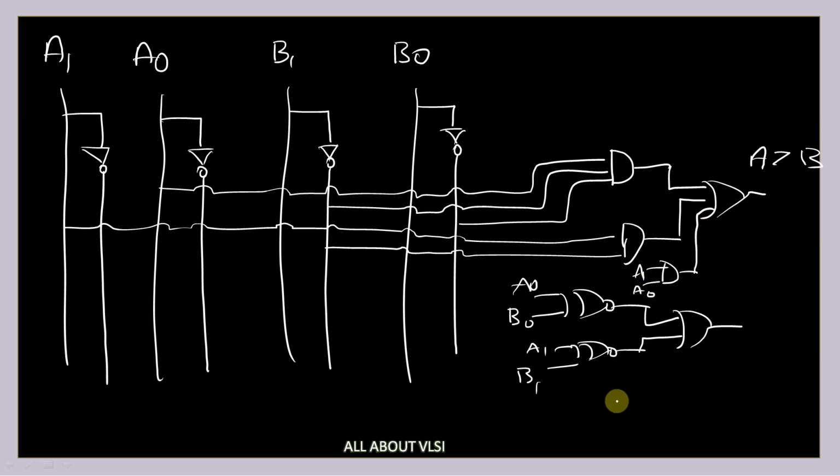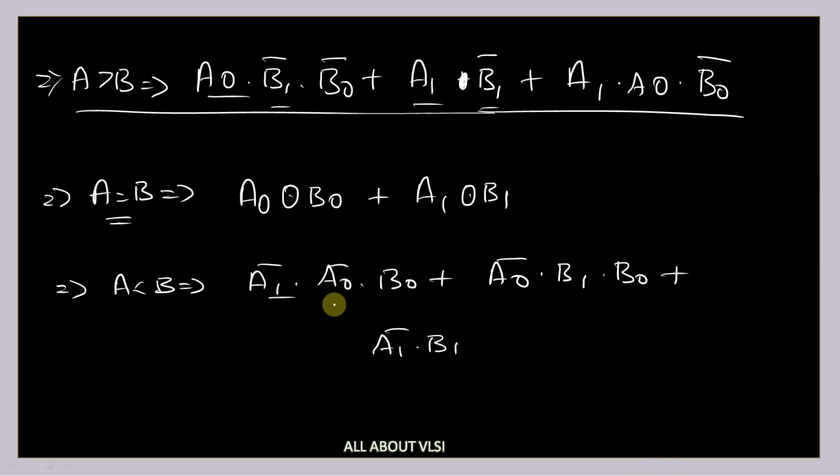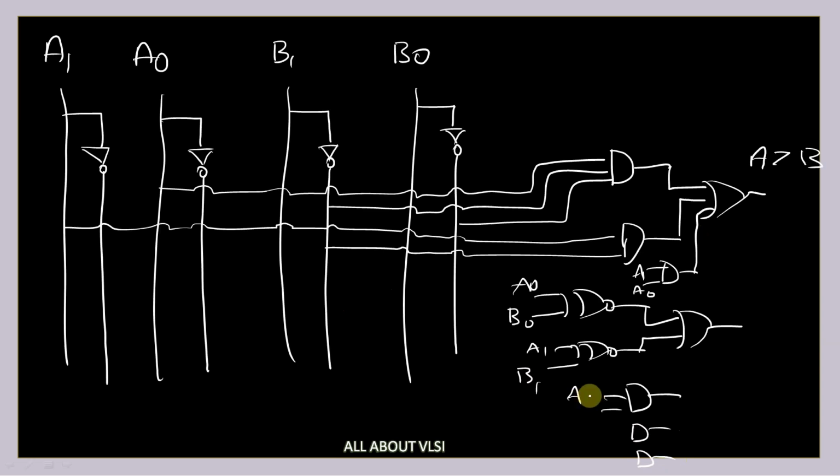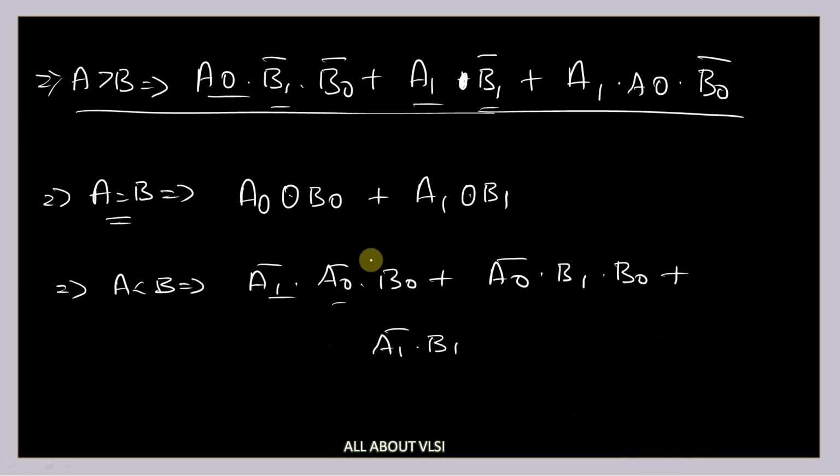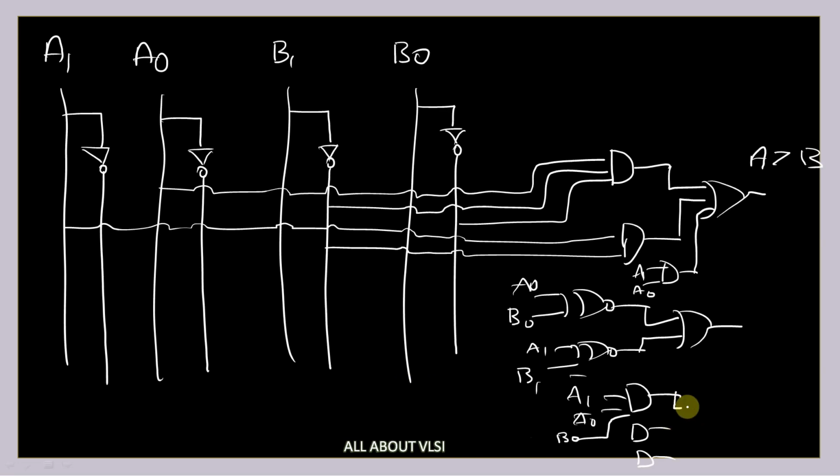And coming to the last one, we have three AND gates like this. A1 bar, A0 bar, and B0 is given to the first AND gate. The second AND gate has A0 bar, B1 and B0, and the third AND gate has A1 bar, B1. Those three outputs are given to our OR gate. From that we will get A less than B, and this is our A equal to B.